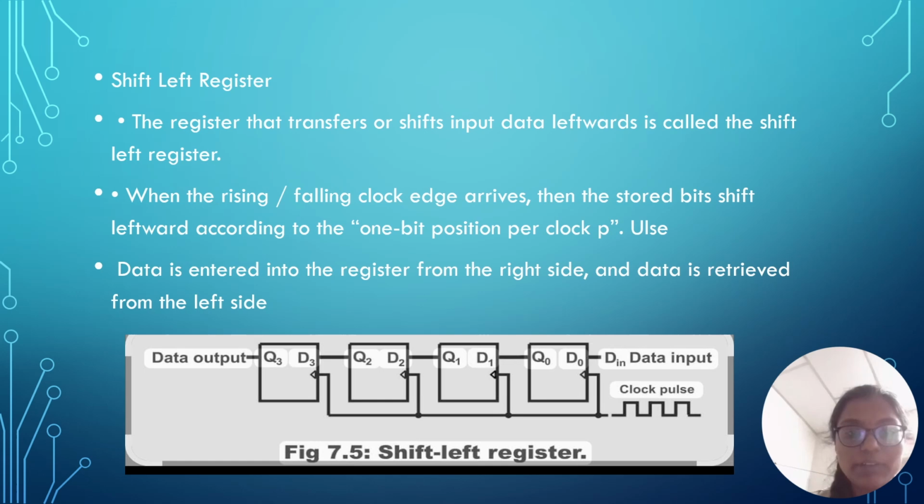Next one is the shift left register. The register that transfers or shifts input data leftwards is called the shift left register. When the rising or falling edge arrives, the stored bits shift leftward by one bit position per clock pulse. Data is entered into the register from the right side and data is retrieved from the left side.